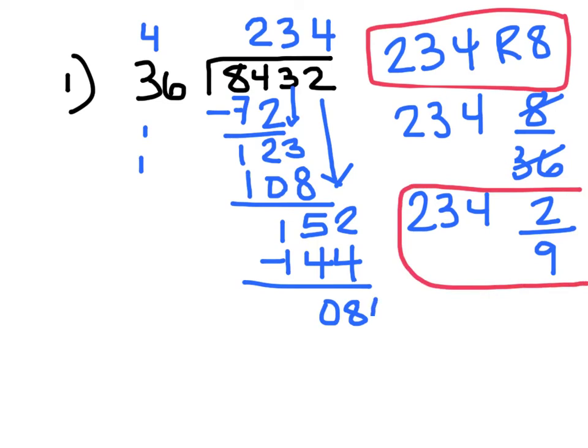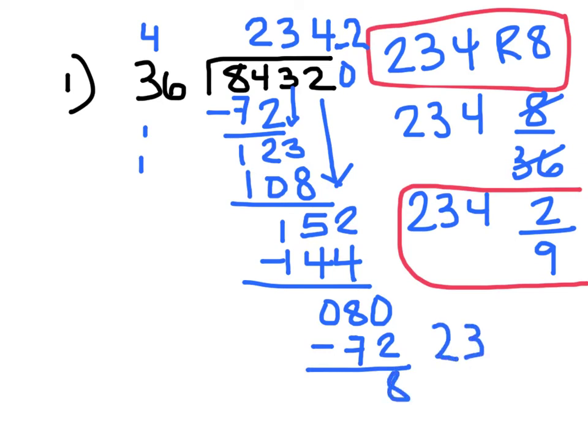If we want to make it a decimal, we add a 0 here, and we put our decimal point. How many times does a 4 go into the 8? It goes twice. So we multiply and subtract. My answer is 234.2. That is my decimal answer. And in my class, we're going to be using only one decimal. A second example.